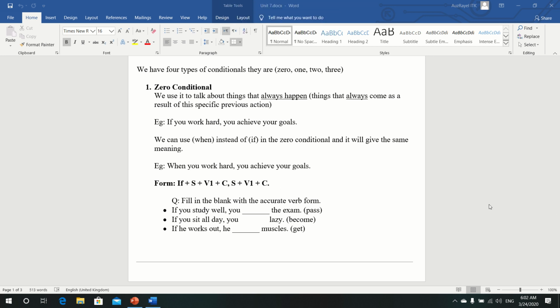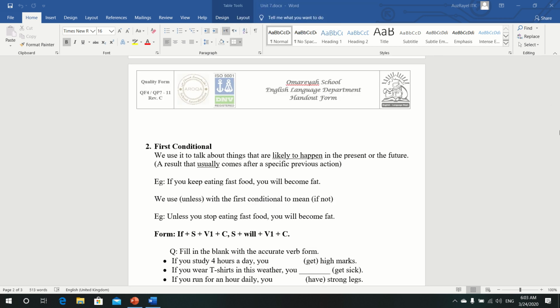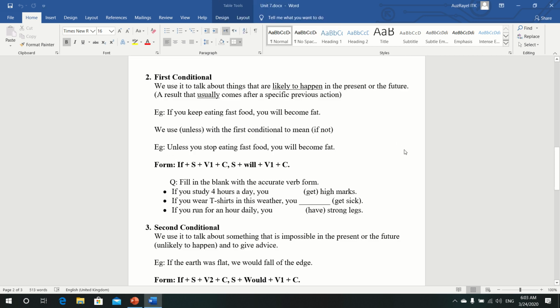So now we will be continuing with the first conditional. Here we are going to talk about the first conditional. It says we use it to talk about things that are likely to happen. In the zero conditional, we used it to talk about something that always happens, right? But here we are talking about something that is likely to happen. Likely is less precise than always. Like it's not always happening, but it's most likely to happen. Okay, most of the time, but not all of the time.